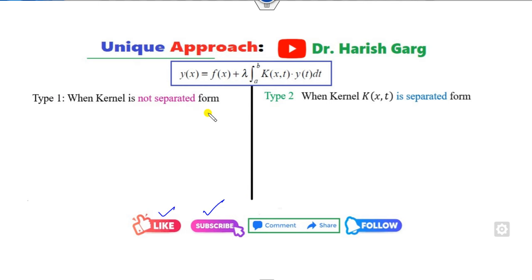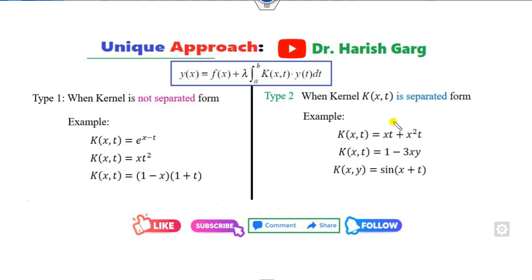Now I divide this lecture into two categories. The first category is when the kernel is not in separated form, where K is my kernel. The second category is when the kernel is in separated form. What is the meaning of separated? Look at that. These are functions of x and t, so I call this my k1 of x, t and this my k2 of x, t. That's why I call this the separated form.